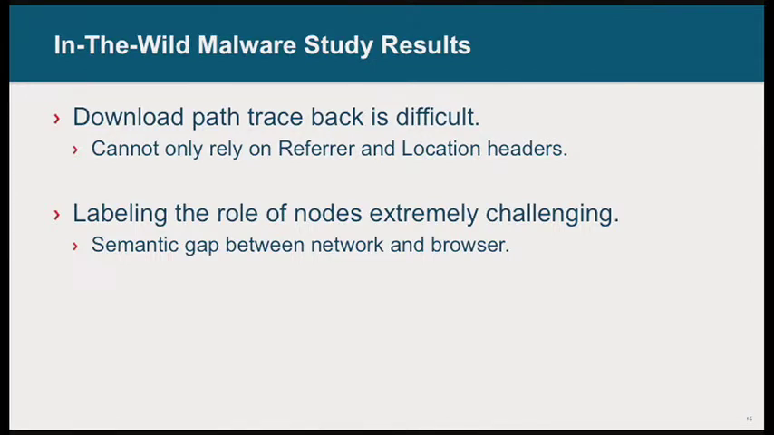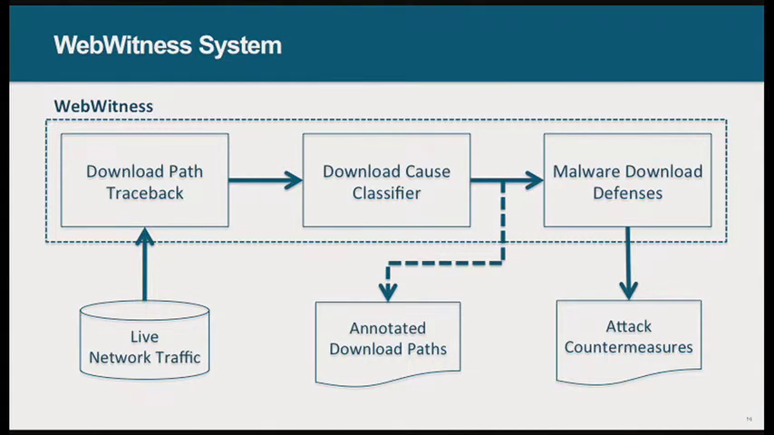One is that the actual download path traceback is very difficult, and you cannot rely only on the referer and location headers to do it. You need a set of additional features to correctly do the traceback. And also labeling the roles of the nodes in the download path is extremely challenging, due to the semantic gap between what you actually observe on the network and what is rendered in the browser. And so from our study, we built a system that we call Web Witness. And I'm going to walk you through this system now.